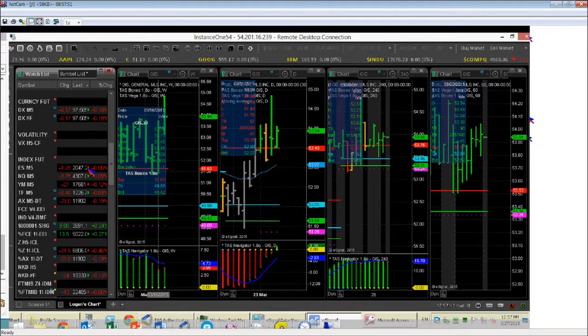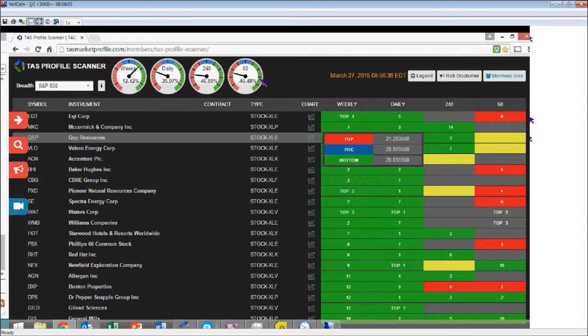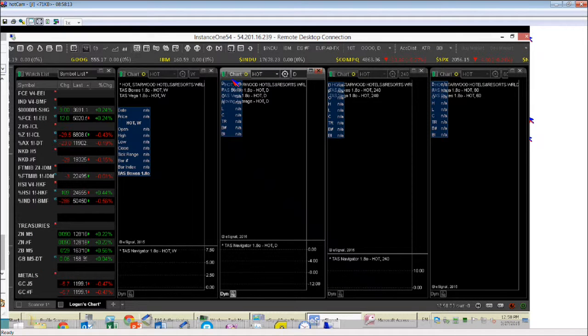Here we go. Couple of other fields in here. BXP, looking very strong. These are weekly and daily numbers. Starwood Hotels, HOT. Let's take a look at that one before we end the show. Again, I like it. It's been strong on the weekly, strong on the daily. I think it's still got some legs up. Stops below 82.66 on this one.